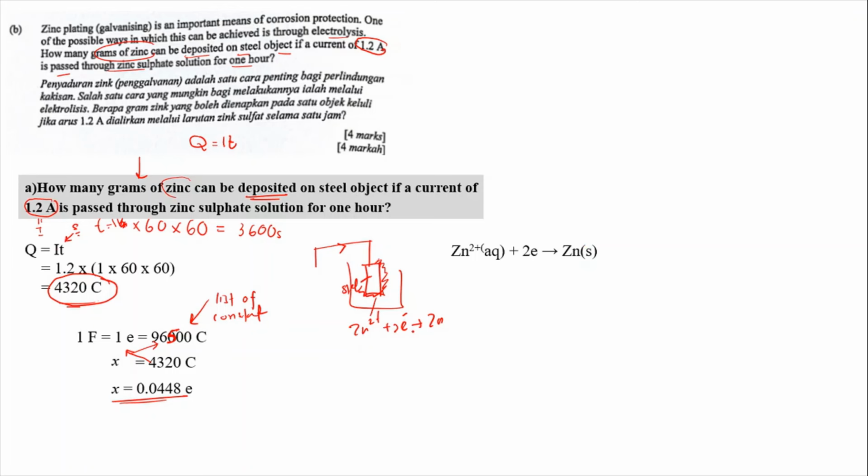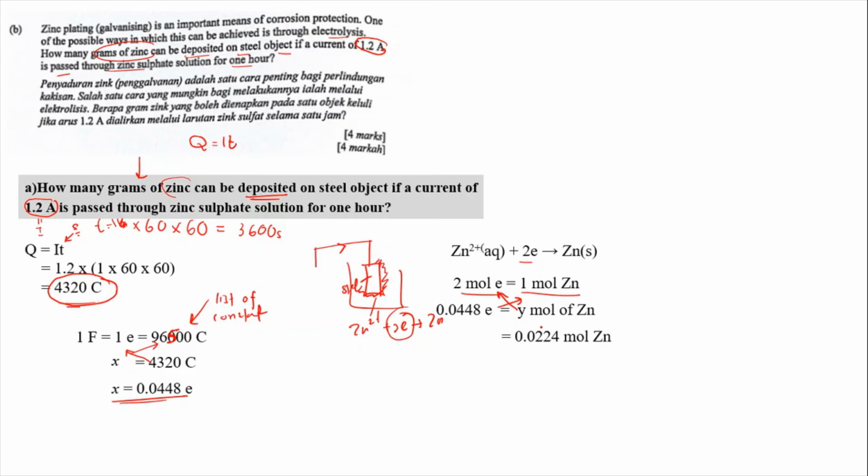But essentially, it is not 2 moles of electron that pass through, but only 0.048 electron, because of the amount of charge that passed through the circuit. So what we're going to do is compare where 2 mole of electron will produce 1 mole of zinc. But if we have 0.048 electron, how many mole of zinc are we going to get? So we're going to cross multiply. So our Y here is 0.024 mole of zinc.